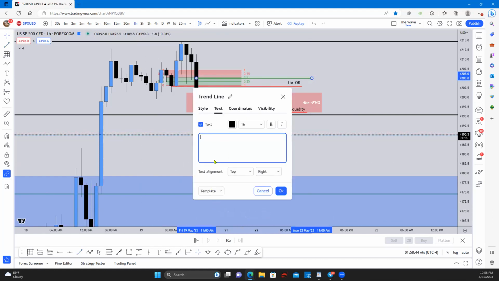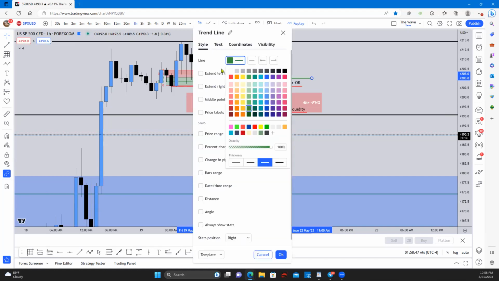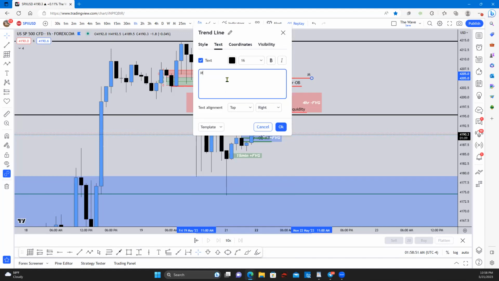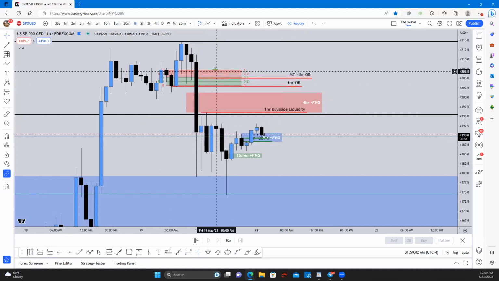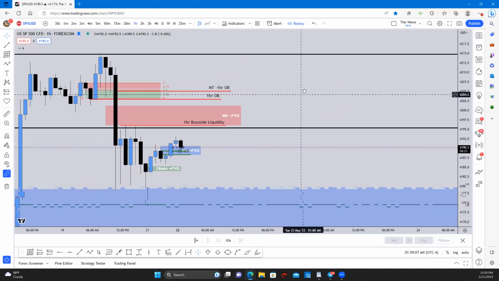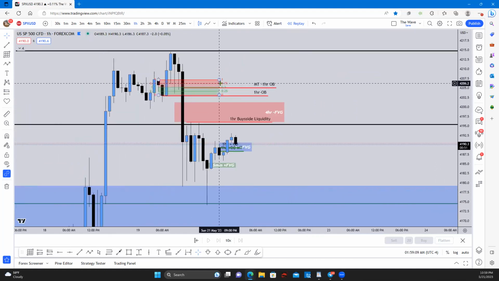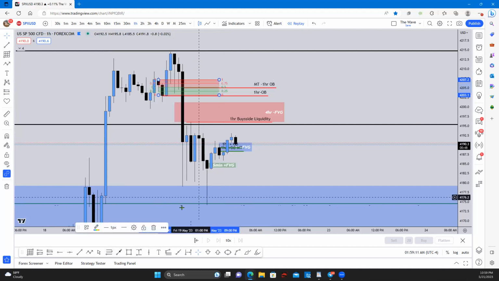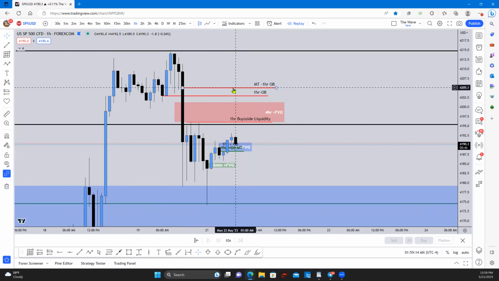Make this red here. Next, this would be our mean threshold of our bearish 1-hour order block. So if price were to come up here, you're looking for any shorts from this position, then we would want it to stay above the mean threshold of this order block.